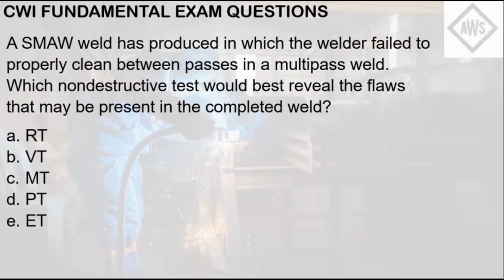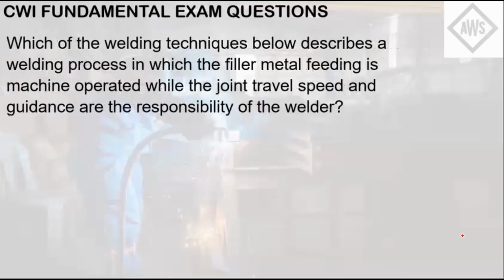Since the welder failed to clean passes in between weld in a multipass weld, this indicates that the flaw is likely to have occurred in the subsurface of the weld. Visual tests will have no use in subsurface flaws. You cannot see that by the naked eye. MT and PT are for near surface discontinuities. ET is also for near surface. The only NDT here that can detect subsurface flaws is RT. Hence, the answer here is letter A, radiographic testing.